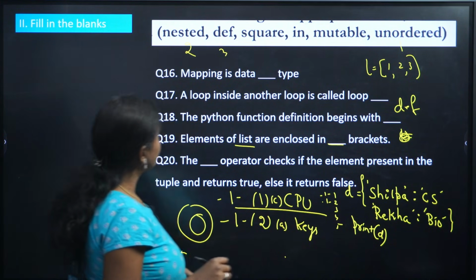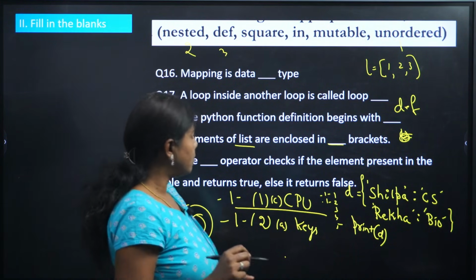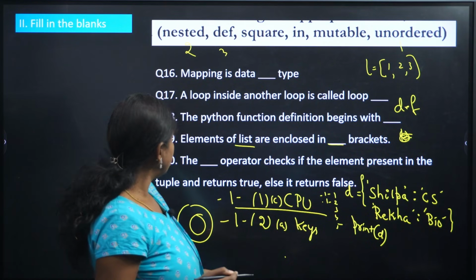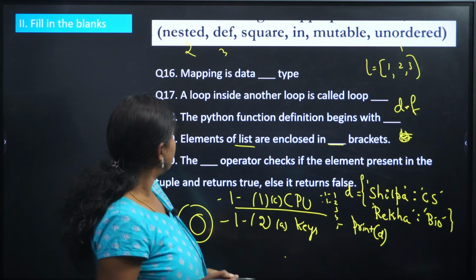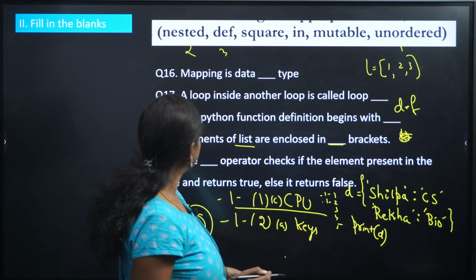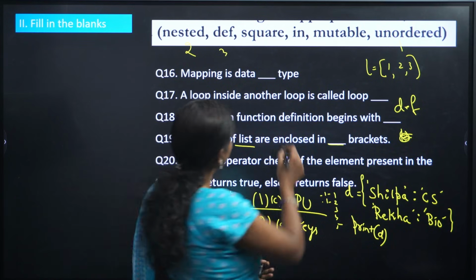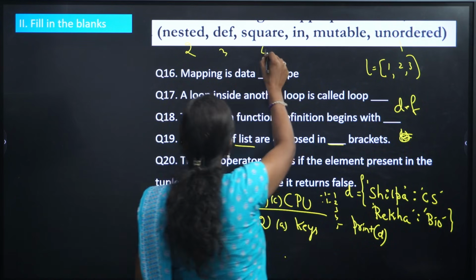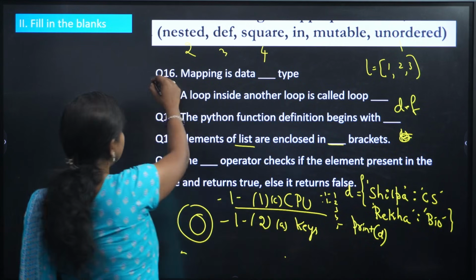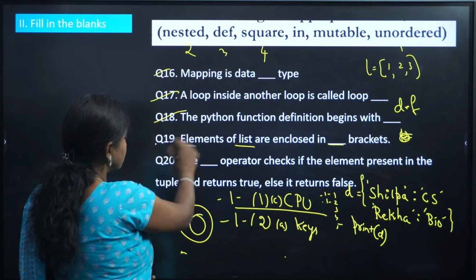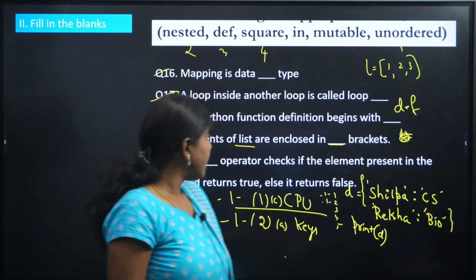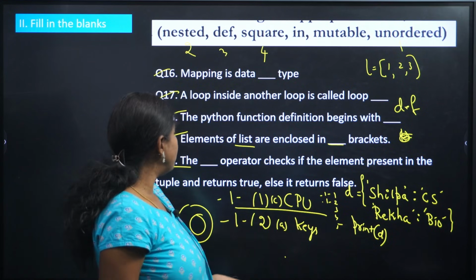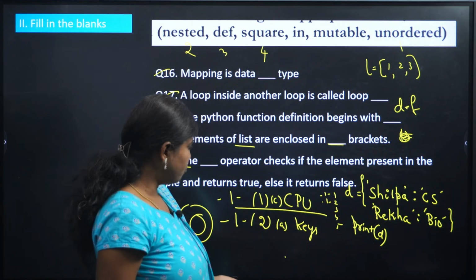Okay, we'll go to the 20th question. Dash operator checks that the element is, we're done with 19, right? Third is done. Elements of list is what? Square. I've done with 4. So this I've done, this I've done, this I've done. The next one is: dash operator checks if the element is present in the tuple and returns true, else it returns false.